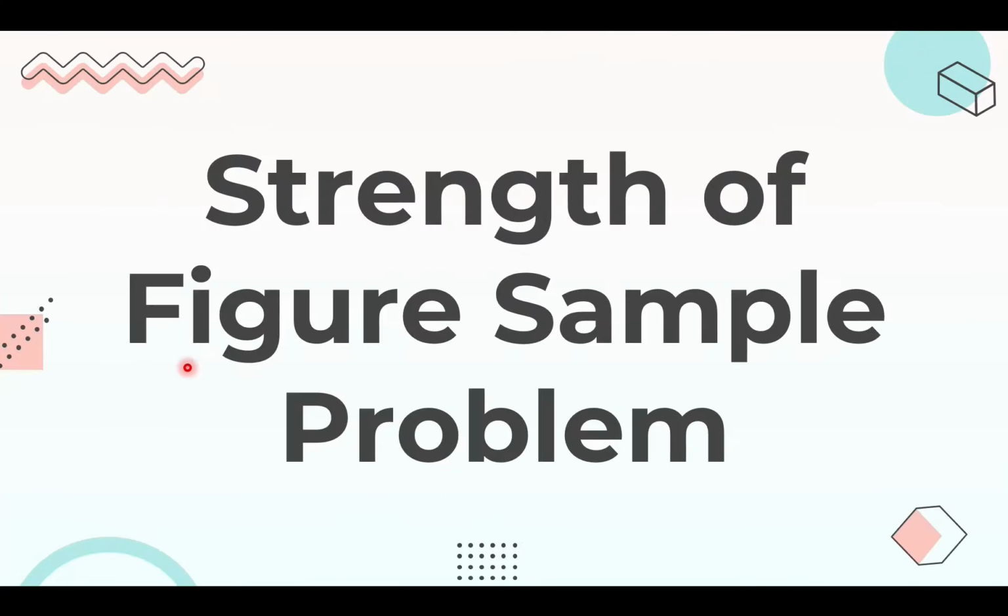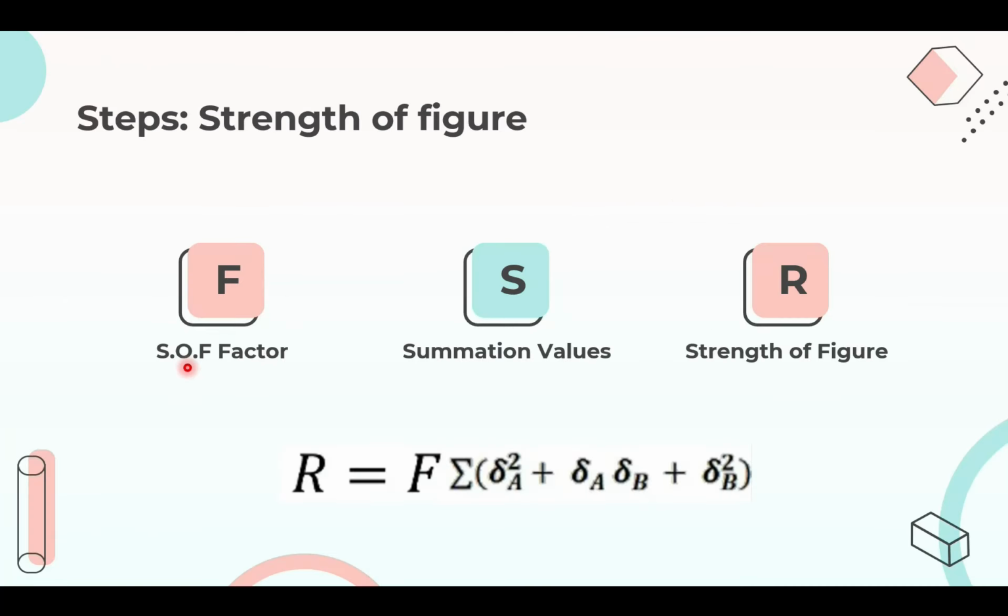So, let's try, okay? We have our strength of figure sample problem here. But before that, I want you guys to remember the steps that we will be using. Remember these letters, F, S, R. First, we need to find the strength of figure factor, the first value, F. And then, we will find the summation values. And once we have F and we have S, we will be able to find R. So FSR, remember those three letters.